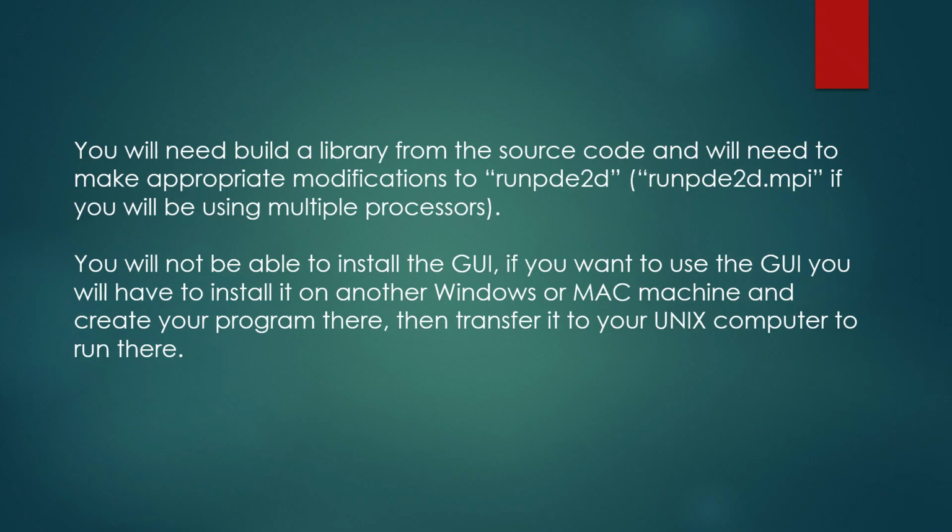You will need to build the library from the source code and make appropriate modifications to the run pd2d script or the run pd2d.mpi script if you are running on a multiprocessor Unix machine. You will not be able to install the GUI. If you want to use the GUI, you will have to install it on another Windows or Mac machine and create your program there, then transfer it to your Unix computer.